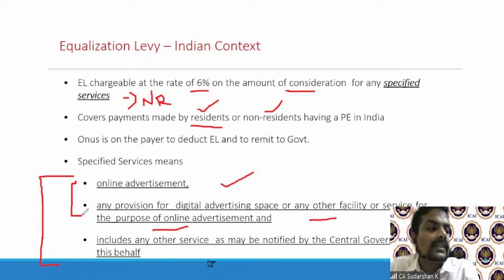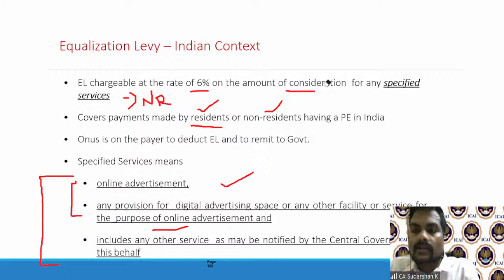So largely, the government is trying to target Google and Facebook here. So you would have seen already the online advertisement which I had shown you. So any non-resident getting payment, that is getting a consideration for providing specified services to a resident or to a non-resident who has a PE in India, then the equalization levy will be chargeable at the rate of 6% on the amount of consideration received.